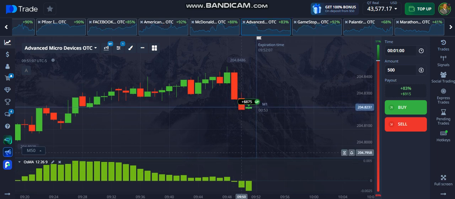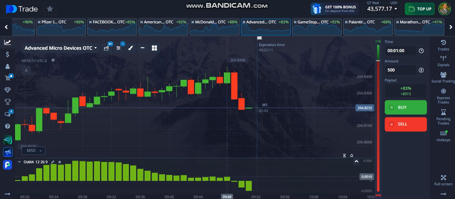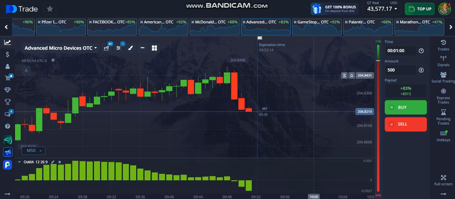Okay, so we won that trade. And as you see, the crossover of the histogram from above the zero line to below the zero line. Okay, so let's pause the video and look for another setup.